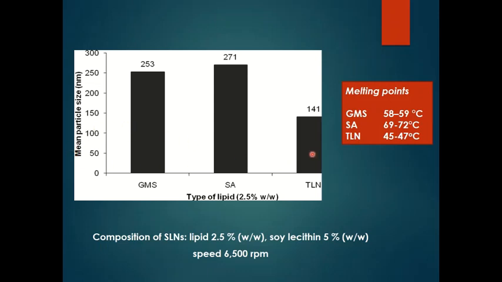You can see the particles made up of TLN are very small compared to GMS and stearic acid. So as the melting point increases, the particle size also increases. So these have the lowest melting point and lowest particle size, and next comes GMS and next stearic acid. So only the lipid composition changed and the remaining factors were kept constant. The concentration of lipid is 2.5, emulsifier is 5% and speed is 6500. So this is one example.